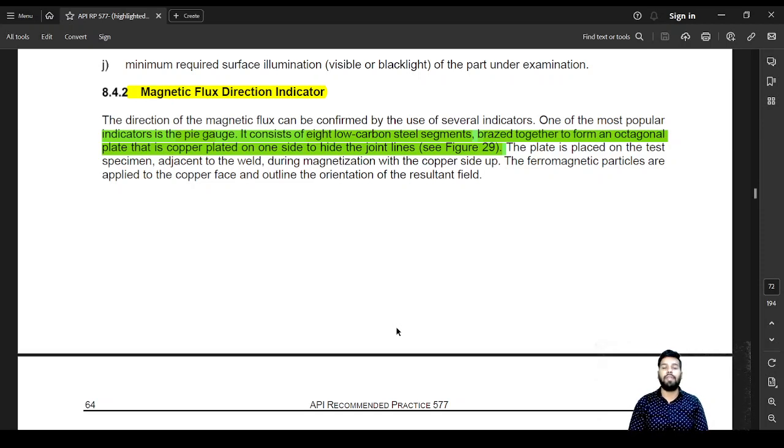A pi gauge consists of 8 pieces, or 8 low carbon steel segments, brazed together in an octagonal shape. This brazing is done with copper. Copper will not generate its own magnetic field. So whichever line doesn't show up during the testing, that would be the direction of the magnetic field.